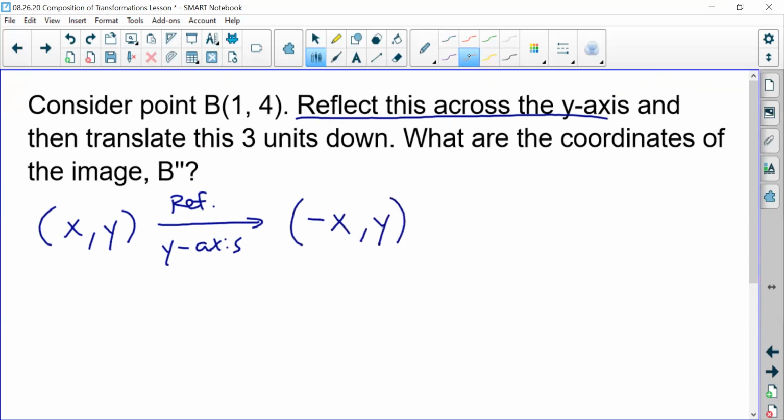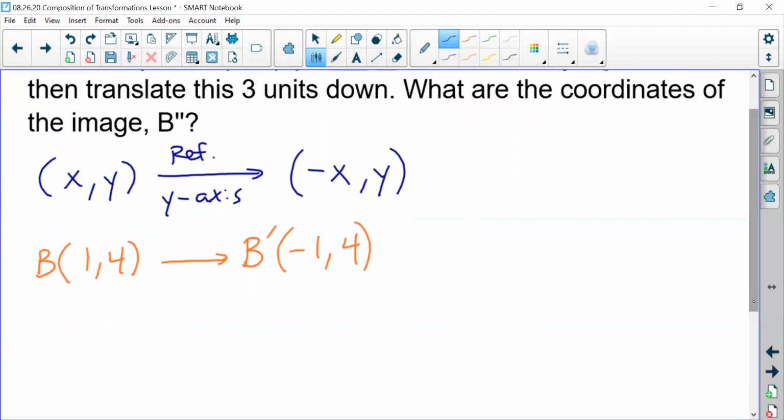So as you're going from one point to the next, just do this one step at a time. B is at (1, 4), but after this reflection, it's going to be at (-1, 4). That's the reflection. The next thing that happens, looking at this independently, is if we just had (x, y) and wanted that translation, this is 3 units down, so this would just take x and leave it the same, and then take 3 away from the y: y minus 3.